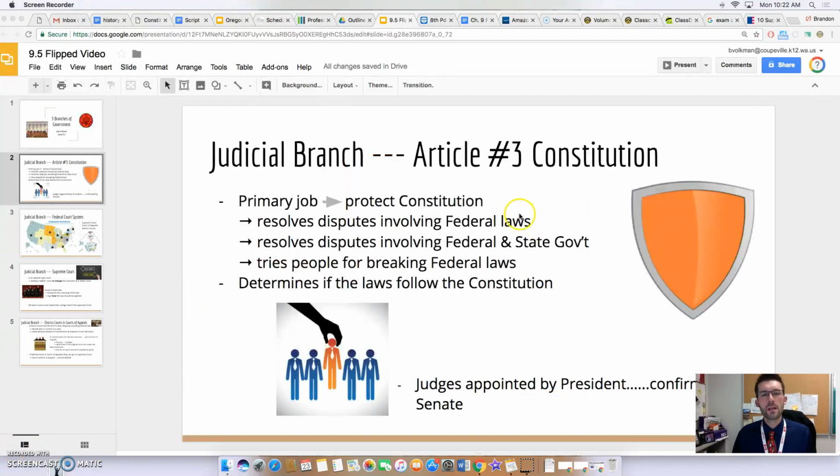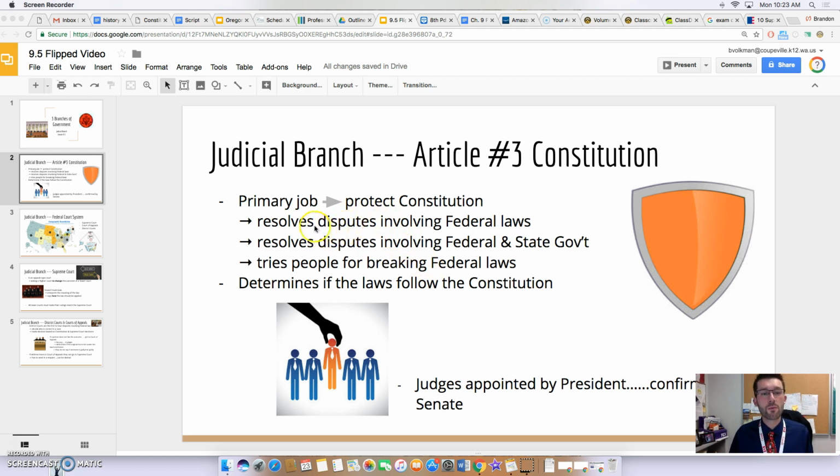The judicial branch finds its responsibilities and powers in the third article of the Constitution. And really the primary job of the judicial branch is to protect the Constitution. In other words, it determines if laws that are created by the legislative branch, which is Congress, and then enforced by the executive branch, which is the president and his or her cabinet, follow the Constitution. And it does that in three different ways.